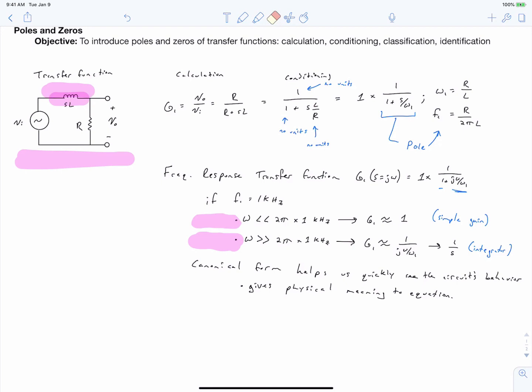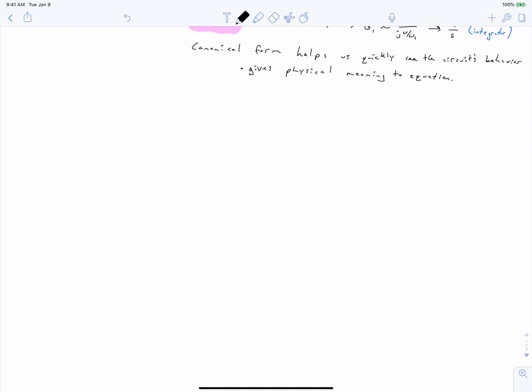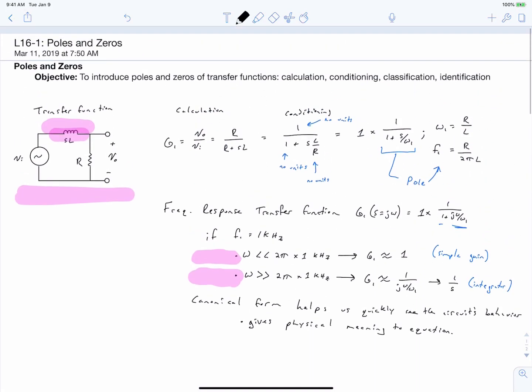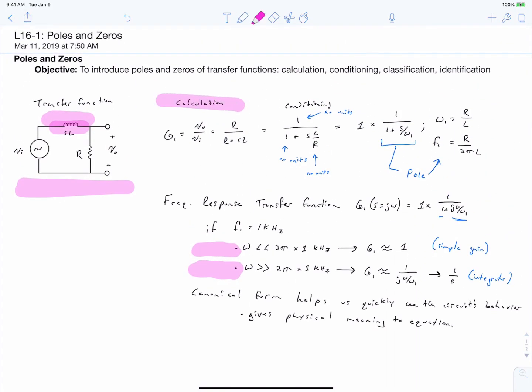So let's now construct a table of different canonical forms that we'll be dealing with in this class. We've talked about a pole, and this should be familiar to you from other classes. We'll now talk about zeros, as well as inverted poles and inverted zeros. And these are concepts I expect to be new to you. So at this point, we've talked about calculation of transfer functions and poles, and then conditioning the transfer function to get it into a canonical form.